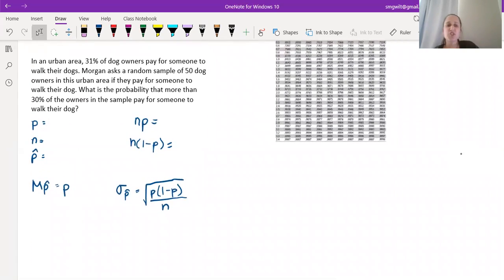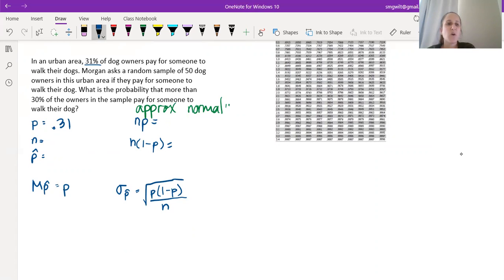So remember that to check to see if it's approximately normal, I have to check the sample size times the population parameter, so times that population proportion, and the sample size times its conjugate, so 1 minus that proportion. So in this problem, they give us a population proportion of 31%, which is 0.31. Okay, so 31% of dog owners pay for someone to walk their dog.